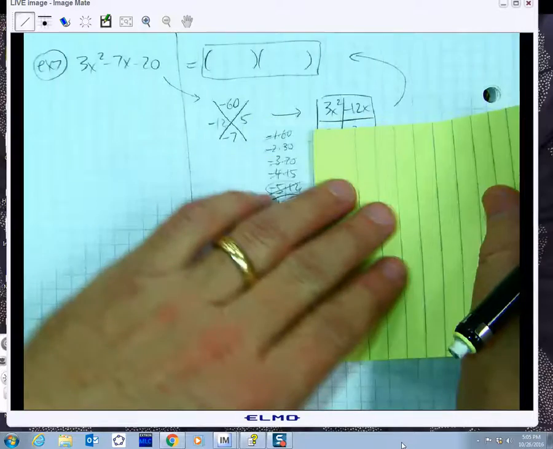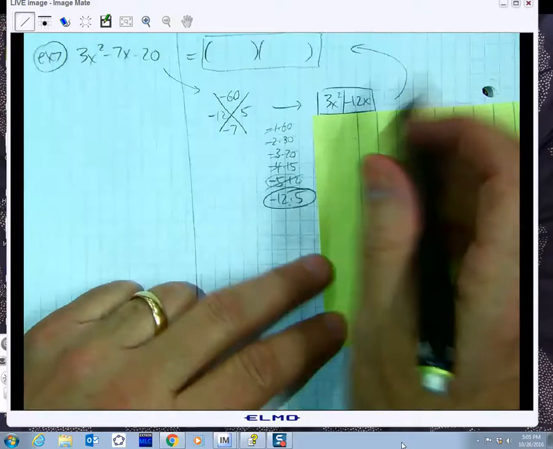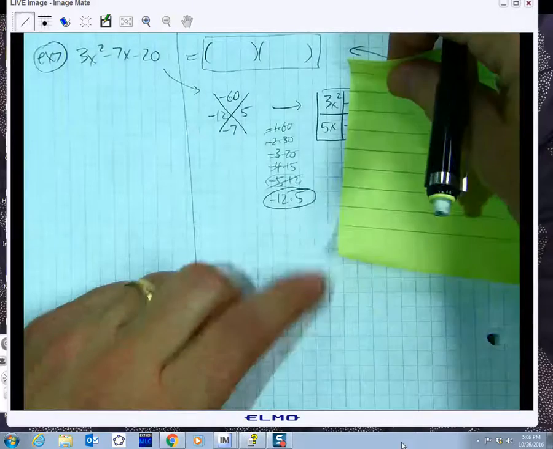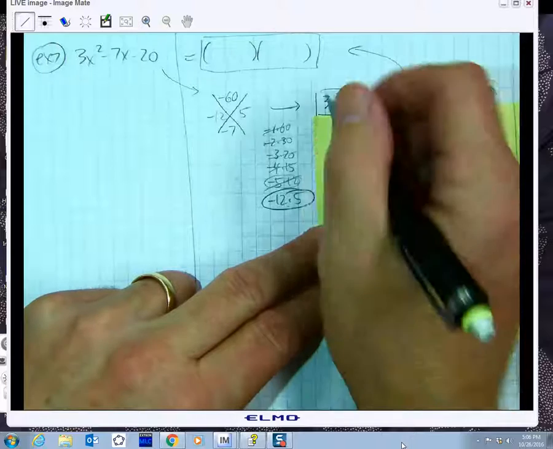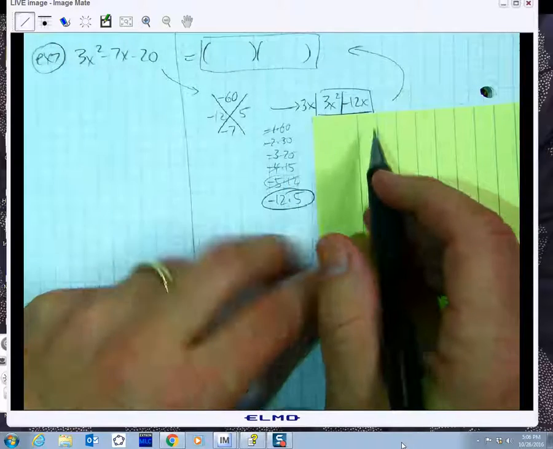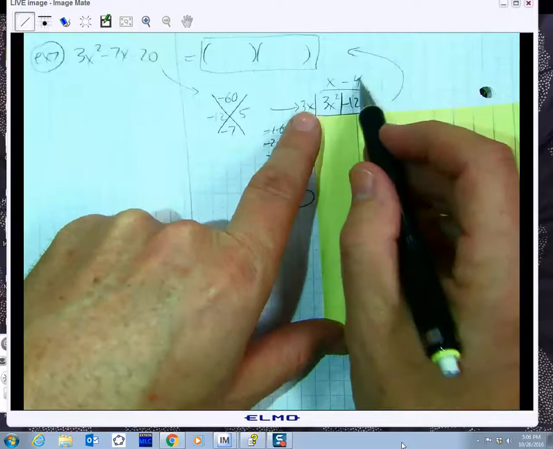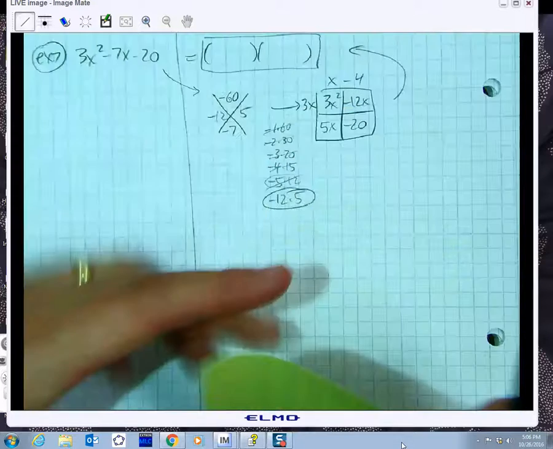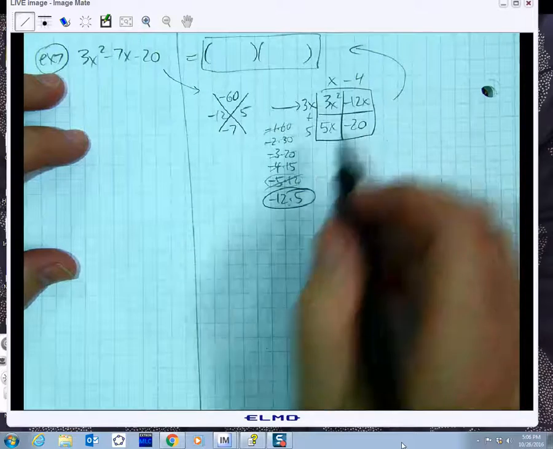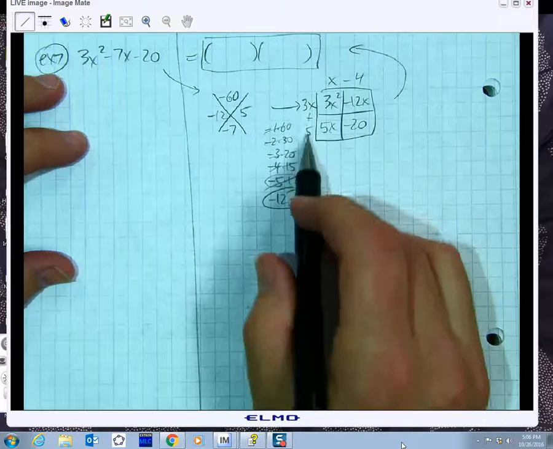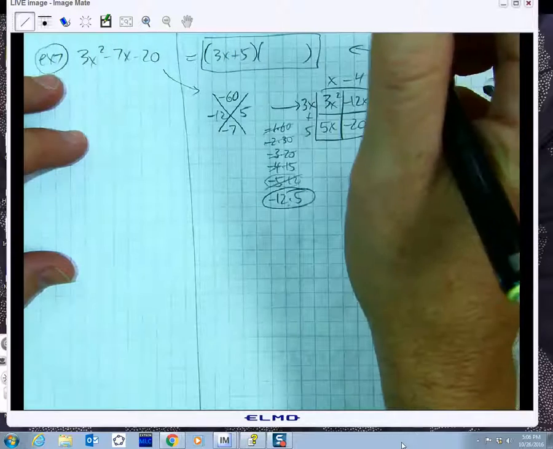We go to the first row, maybe, and I say maybe because we could go to the first column if you prefer. I like the first row right now because I see a 3 and a 12, and I'm thinking factor out a 3. We can also factor out an x. That leaves a 1x and a minus 4. Those multiply to get this. Finishing it up, we have a plus 5. 5 times x is good. 5 times negative 4 is negative 20. There are your two factors right there: 3x plus 5 and x minus 4.